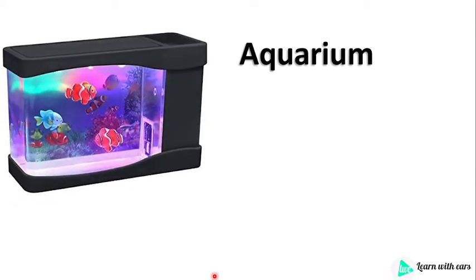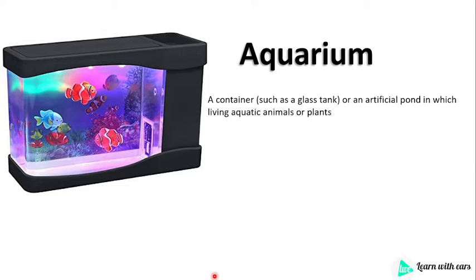Next word is aquarium. Aquarium. Aquarium is a container such as a glass tank or an artificial pond in which living aquatic animals or plants are kept. Okay, this is an aquarium. Now let's see the example. The aquarium has a golden fish.